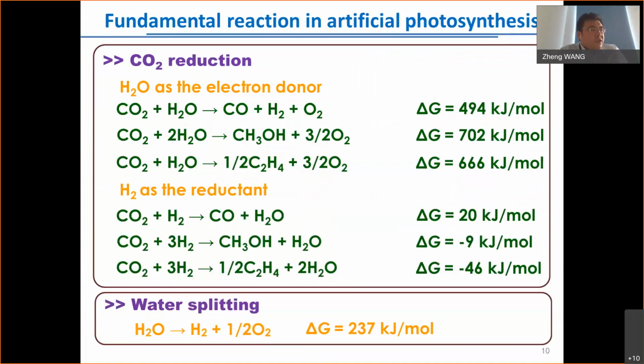In artificial photosynthesis, there are several fundamental reactions: carbon dioxide reduction to valuable chemicals and water splitting for hydrogen production. If water is used as the electron donor for carbon dioxide reduction, the reaction is highly thermodynamically difficult. Particulate photocatalysis makes it possible to accelerate this reaction at normal temperature and pressure.